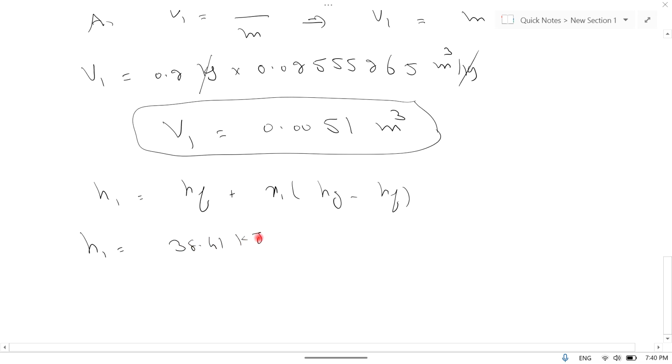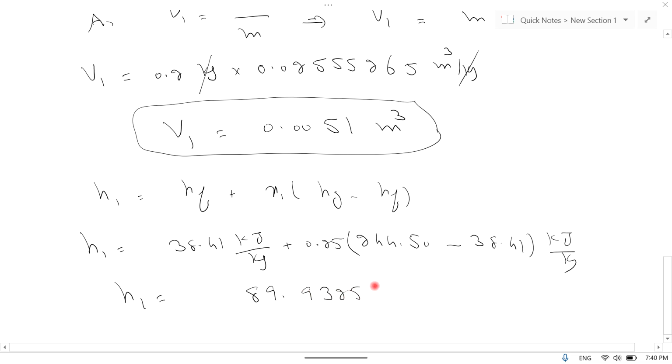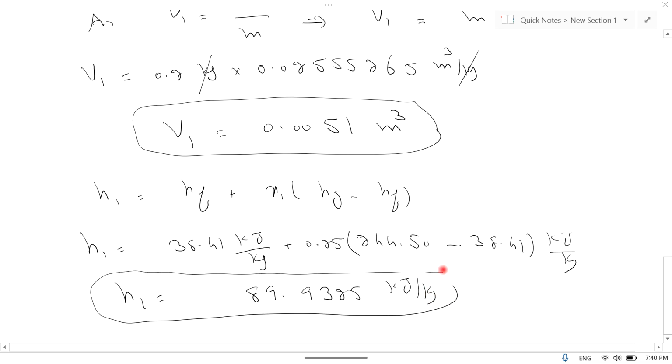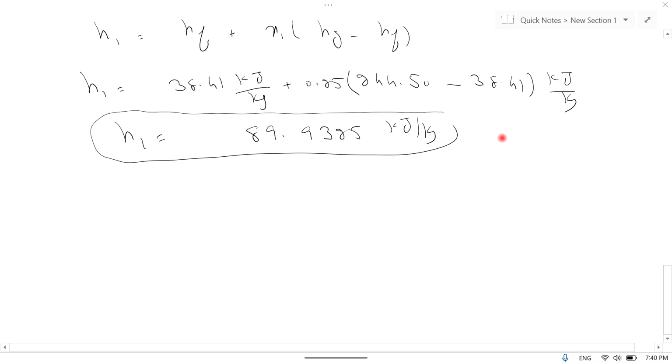38.41 kilojoule per kilogram, x1 is 0.25, Hg is 244.50 minus Hf, which is 38.41. So H1 is equal to, simplify this, 89.9325 kilojoule per kg. We find H1 and V1 from state 1. Now we can find H2 and V2 from state 2, the final state.